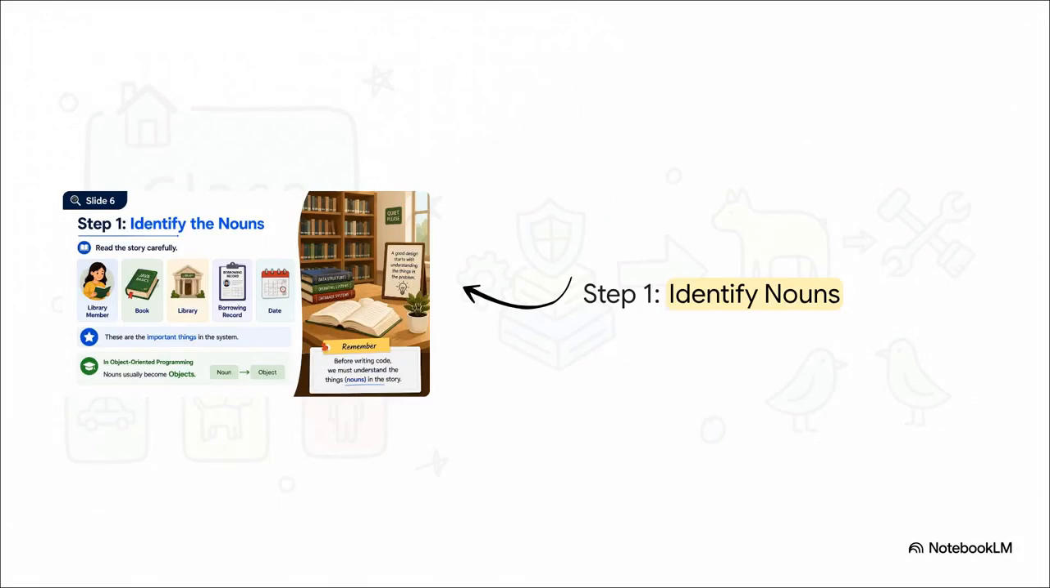Step 1 is identifying the nouns. If we look back at our story, the important things are the library member and the book. We can also spot some implied nouns, right? Like a borrowing record or the date. Good software design always starts with understanding these fundamental things, because in this style of programming, nouns usually become our objects, and objects simply represent a real-world entity inside our digital system.